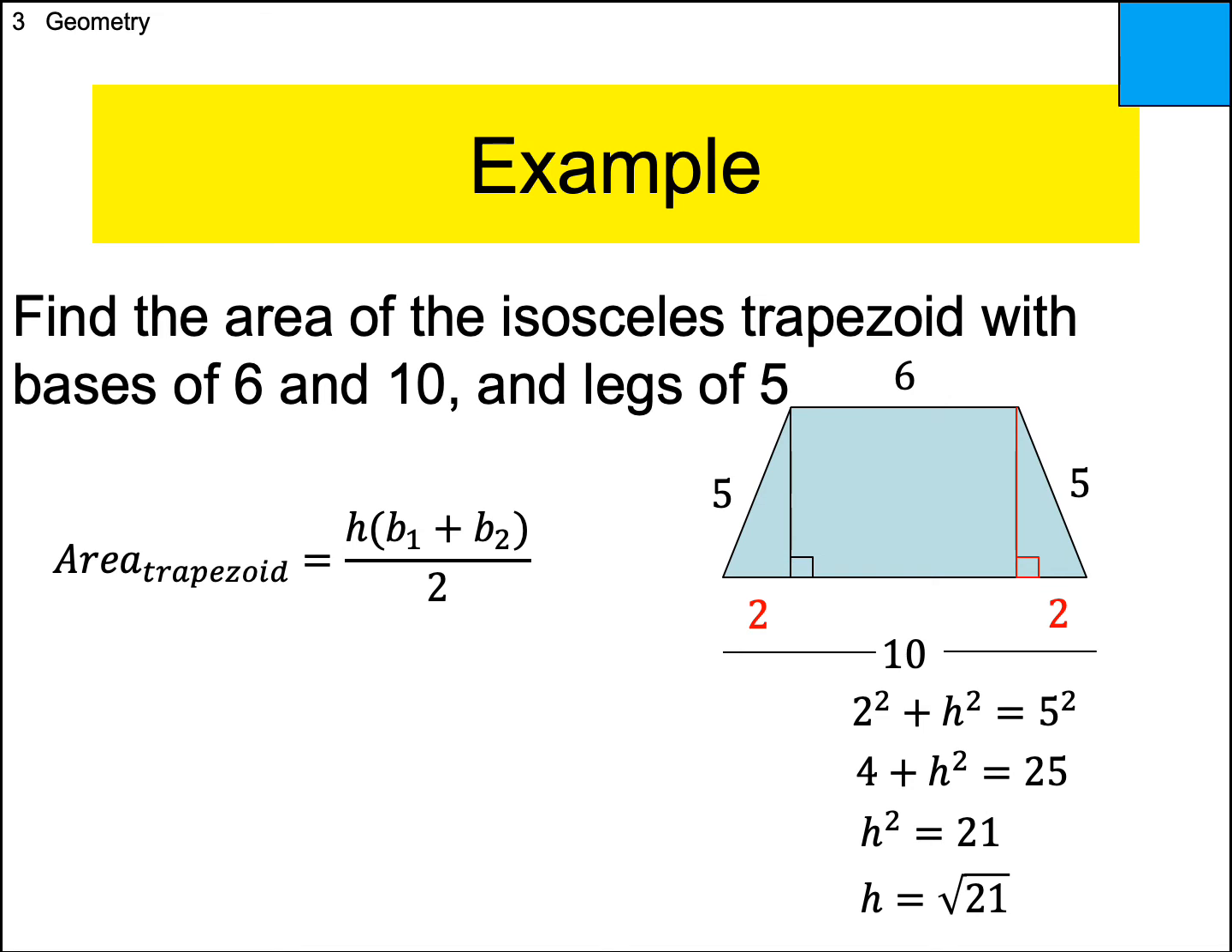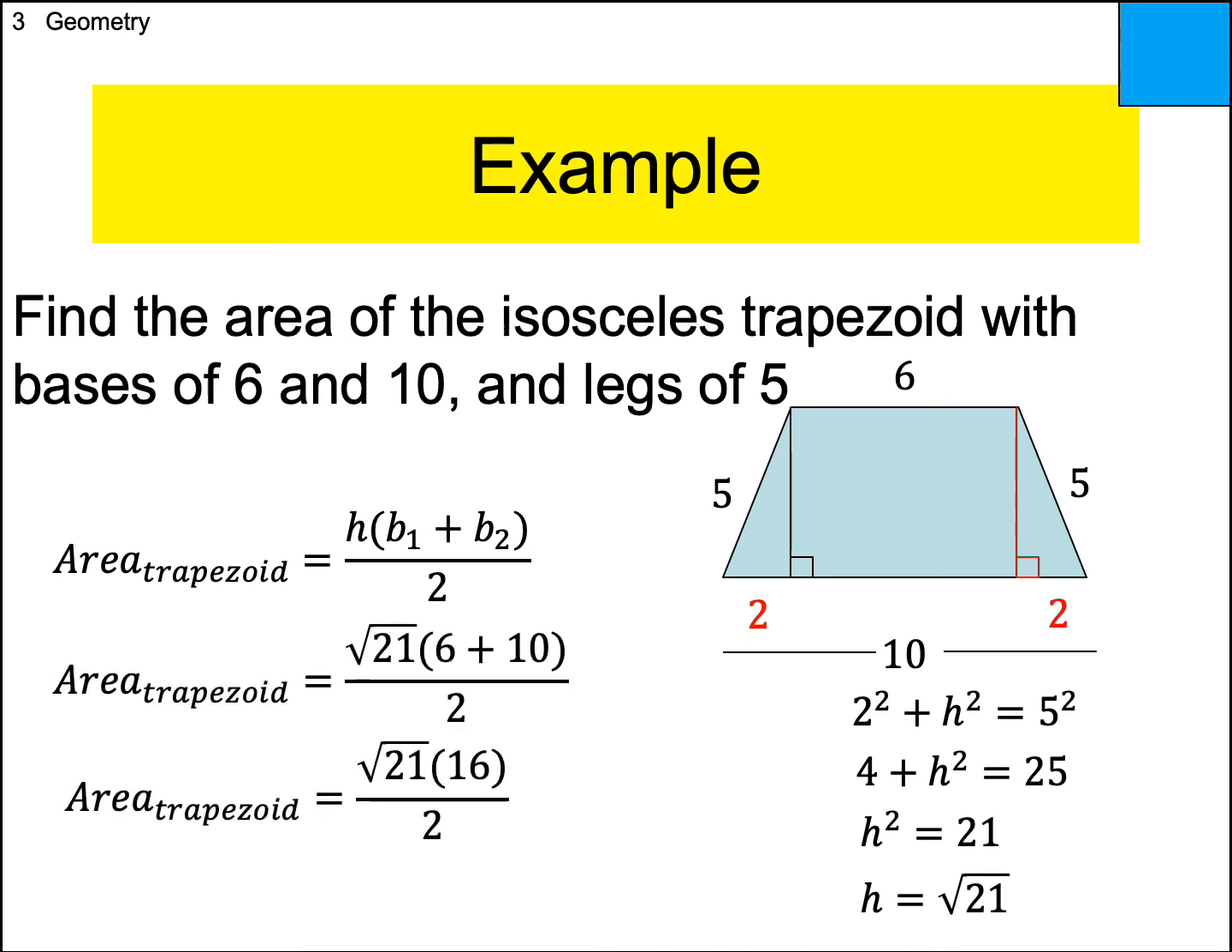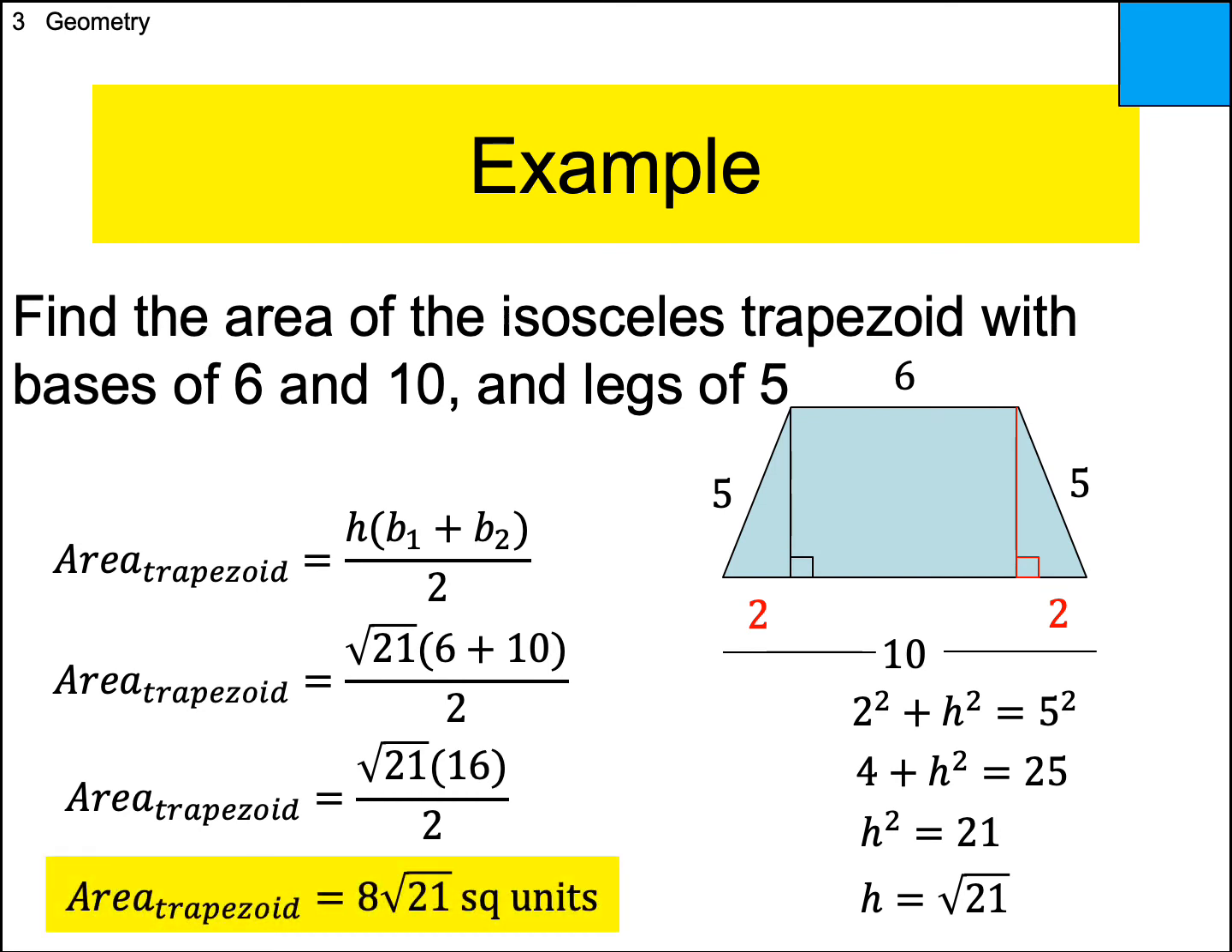Right, now where are we? Oh yeah, we're originally trying to find the area of the trapezoid. Now we know the height is the square root of 21, so we've got everything we need to plug into the formula. We have the height and the two bases. The two bases are 6 and 10. The height we just found was root 21. 6 plus 10 is 16. 16 divided by 2 is 8, so 8 root 21. Okay, square units. Hey, look, I'm not lazy.